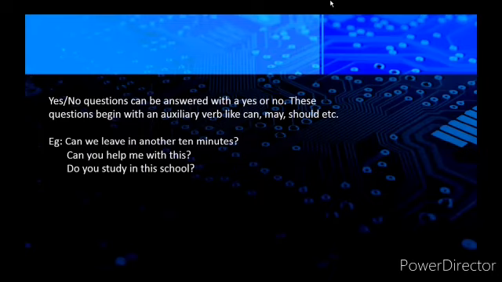So in these interrogative sentences, the answer would be either yes or no. And as you can see, these questions begin with an auxiliary verb. In the first sentence, the auxiliary verb can is used. In the second sentence also the auxiliary verb can is used. In the third sentence, the auxiliary verb do is used. So yes, no questions can be answered with a yes or no.